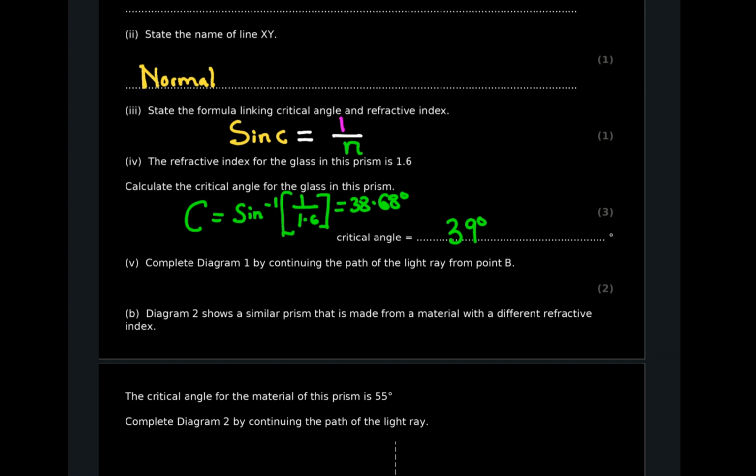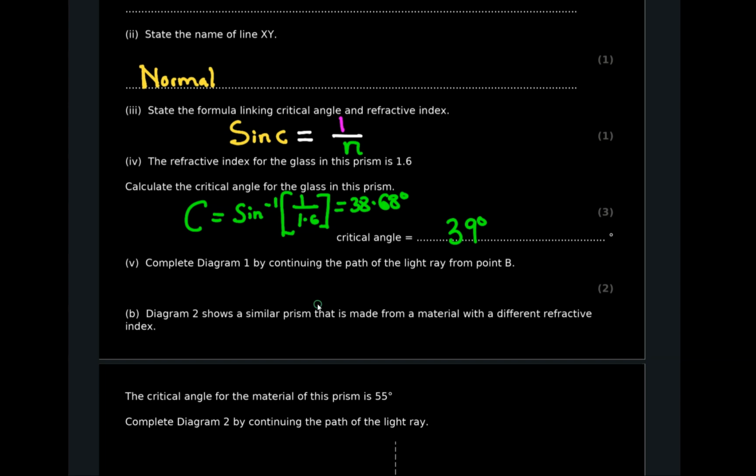Complete diagram 1 by continuing the path of light travel from point B. Now let's look at point B, but have it in mind that the critical angle is 39 degrees. You need to have that in mind. If the angle of incidence is more than 39, then total internal reflection will take place. But if it's not, refraction will occur.